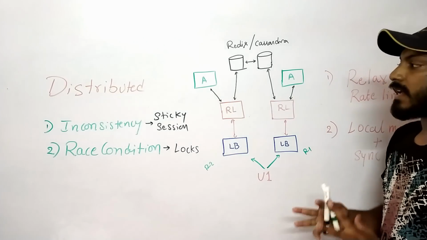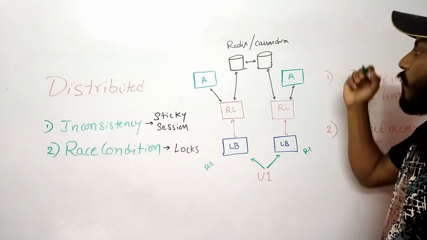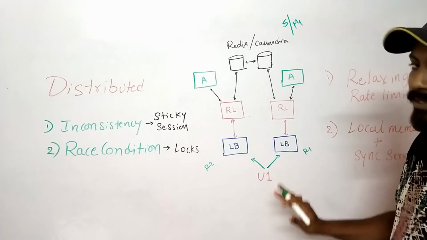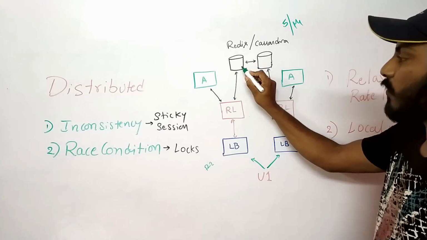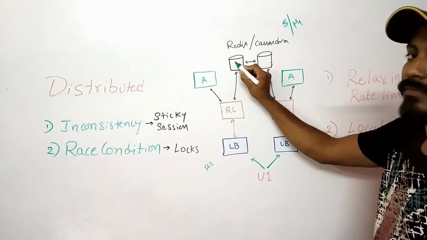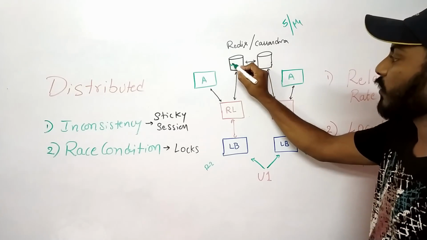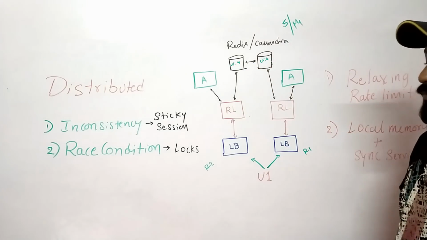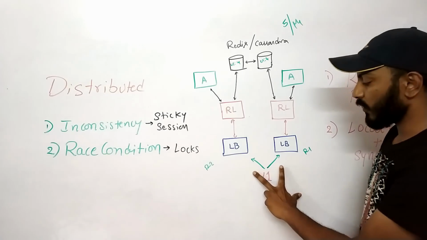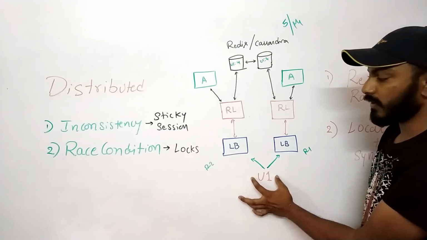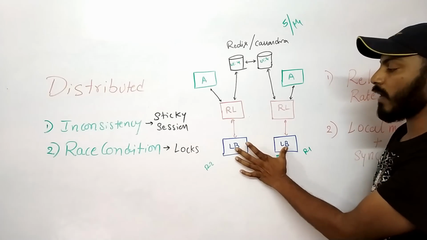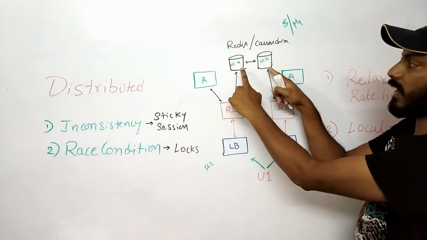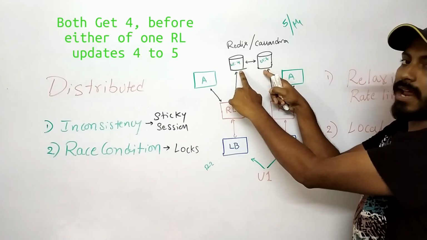Okay, so where is the inconsistency? Say suppose we are only supposed to allow 5 requests per minute. In this case, consider a particular user in our node. In both the nodes we have 4 for u1, so the data is replicated in both. Now, if two requests are fired from the same user and both go to the load balancer, which forwards to the rate limiter, the rate limiter queries the Redis or Cassandra and gets the latest rate limit count.